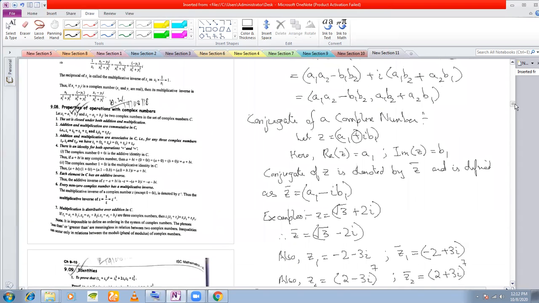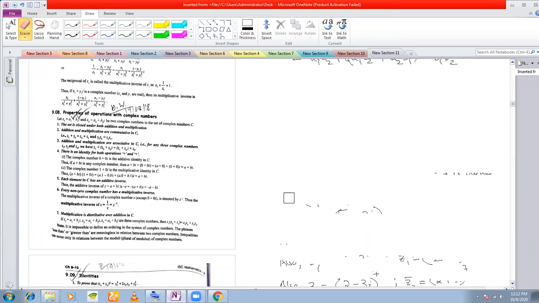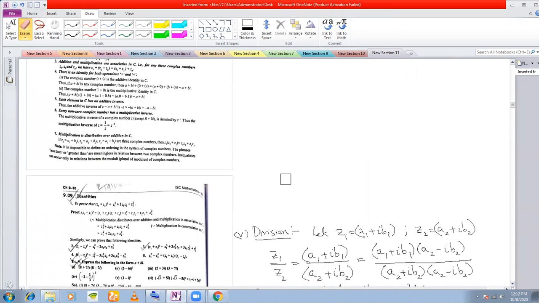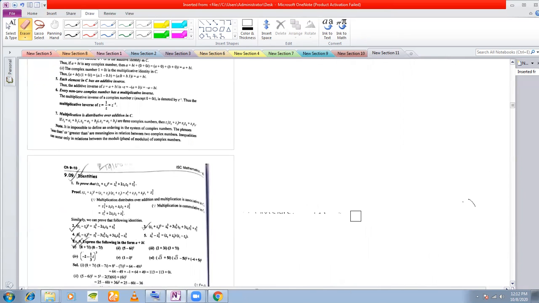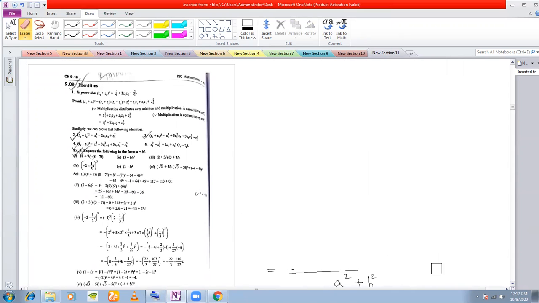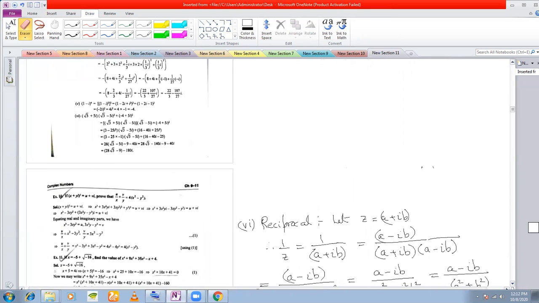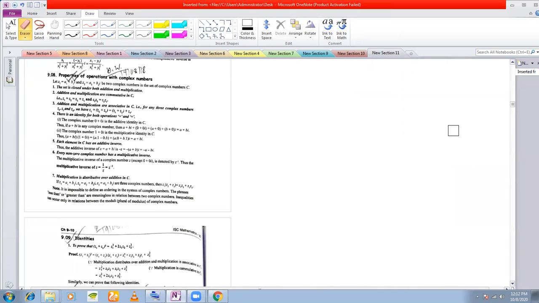Next, properties of operations. Not all the properties you need to remember. Only certain important properties will be required for you to remember. The first property that you need to remember is that the addition of complex numbers is commutative. Now, what do you mean by commutativity? That if you add Z1 and Z2, that is Z1 plus Z2, it will be the same as Z2 plus Z1. So, commutativity with respect to addition. First property.